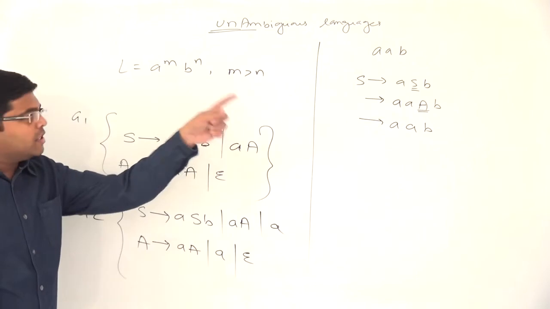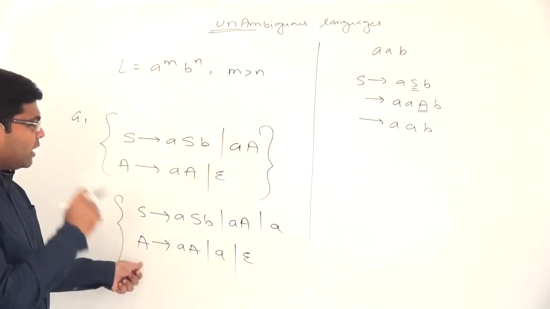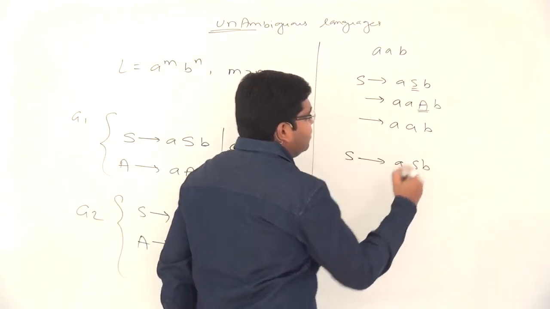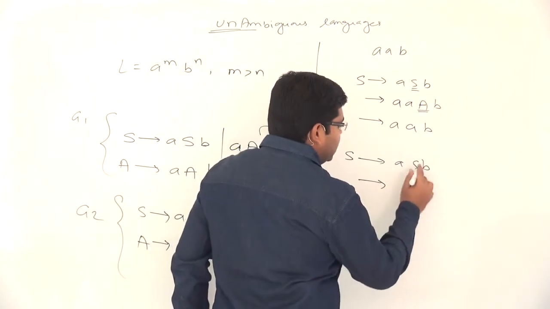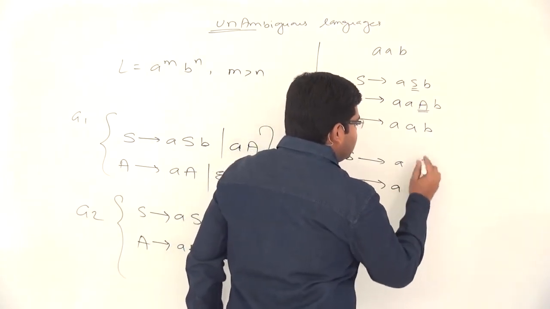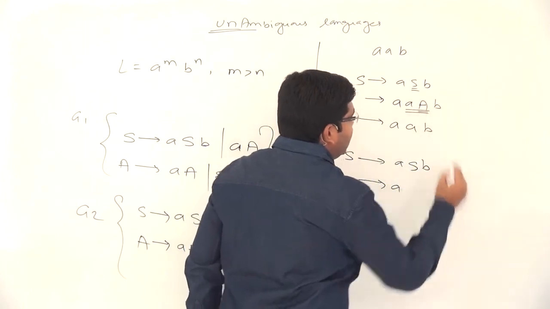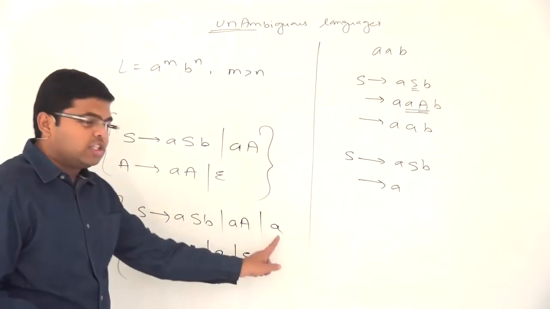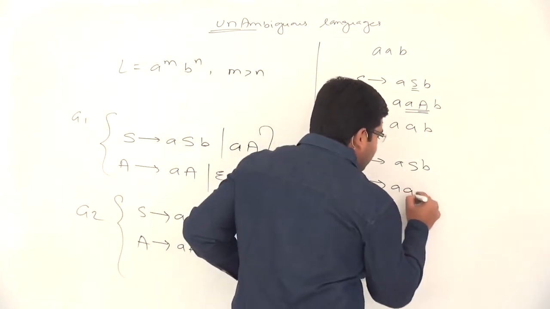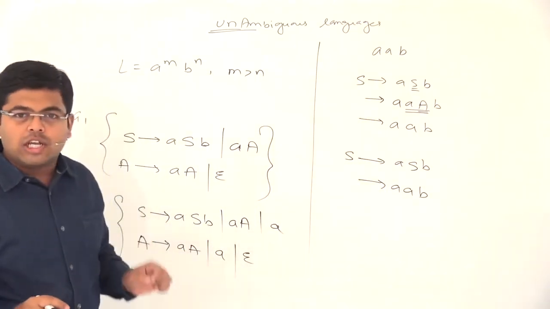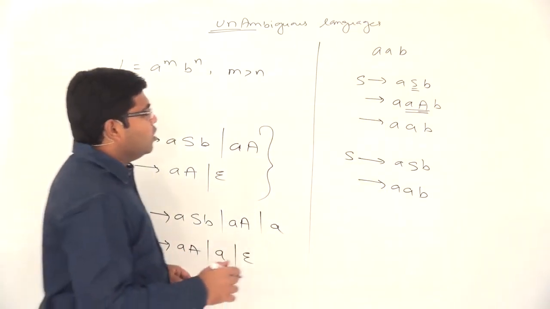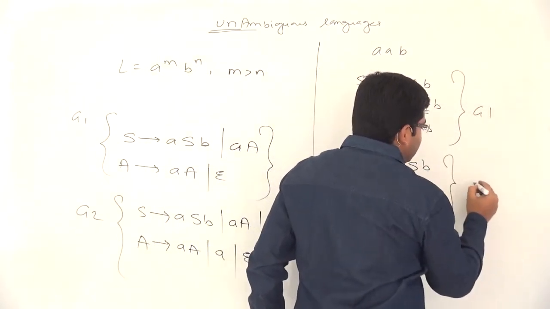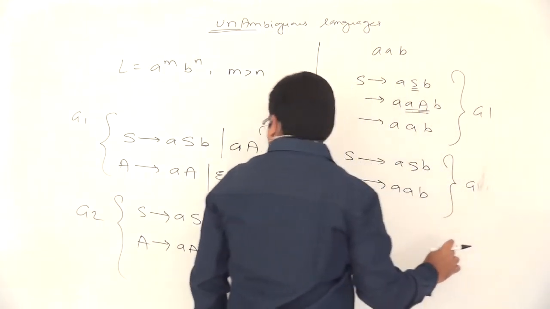So here we expanded this S with a capital A, and then we expanded this A with epsilon. That is one derivation which is possible for a square b, and another derivation possible for a square b will be like this. S produces a S b, then instead of replacing this S with a capital A and then replacing the A with epsilon, we directly replace this S with small a, and here we write a, b, and again we get the same string a square b. So we derived the string using G2, both times.